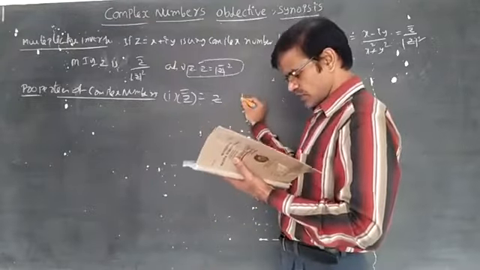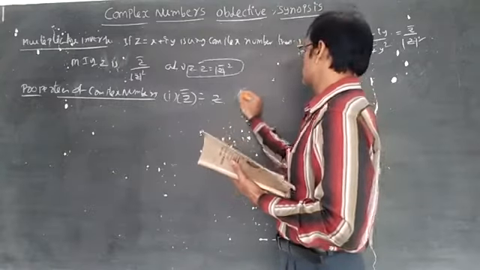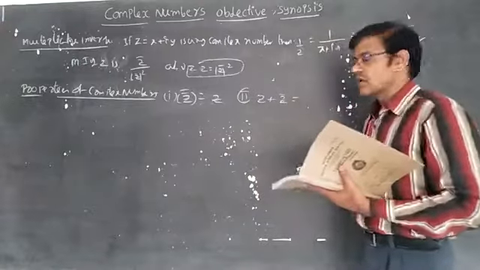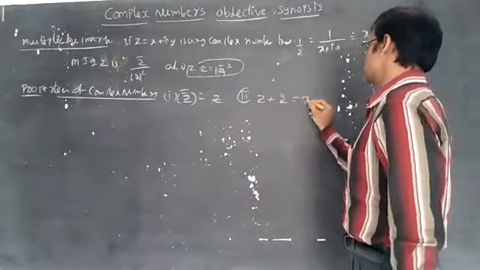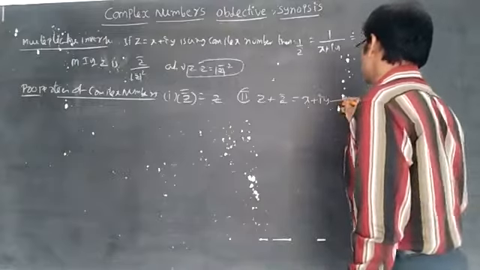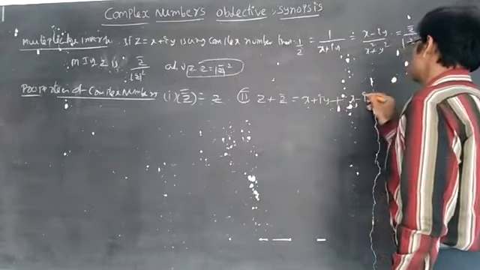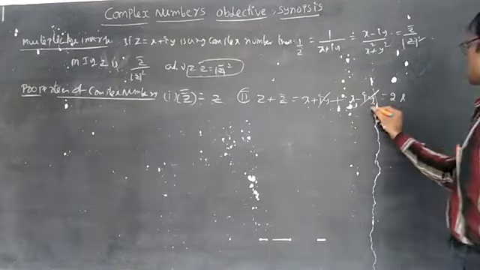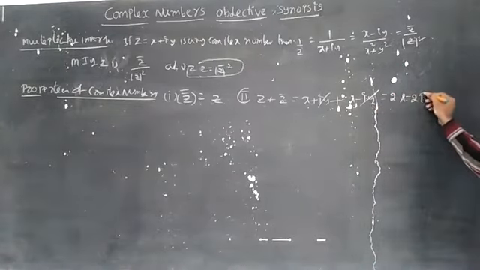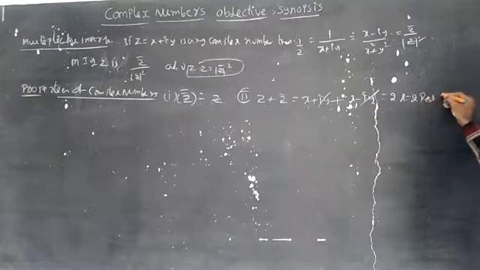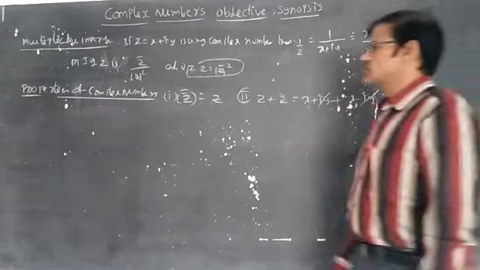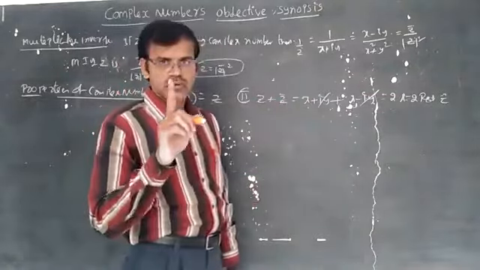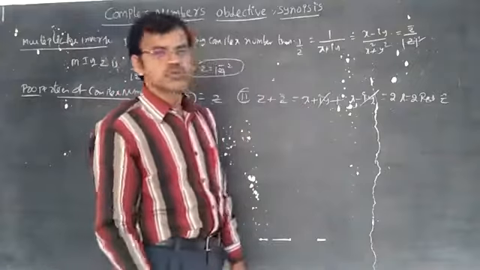Now the second one, z plus z bar. Let us try to understand everything. Z plus z bar becomes: z means x plus iy, z bar means x minus iy. The iy terms get cancelled. This is 2x. This can be understood as 2 real z. Real z, where z is x plus iy, is only x. So 2x becomes 2 real z.